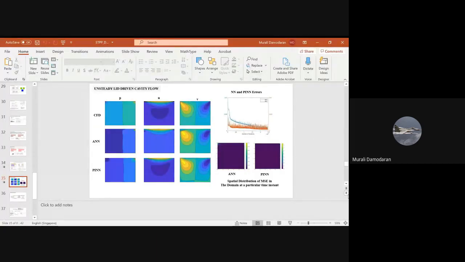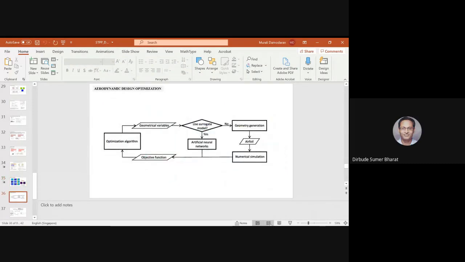Are you still able to see the screen? Yeah. This is the last bit.